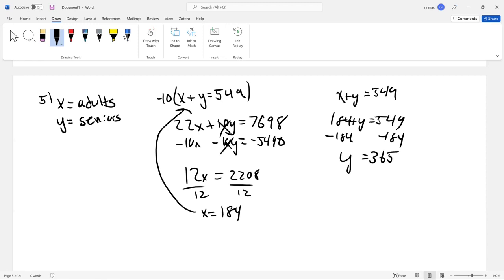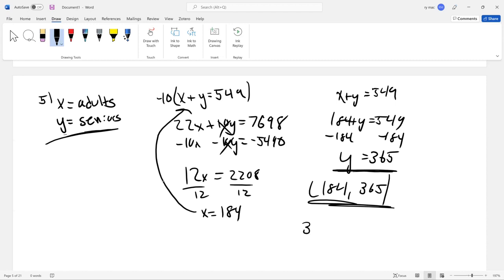So this is important to make sure what is the question asking you for. Don't just right away put, oh, well, I have my x and y, it's 184, 365. That is not the answer. They're looking for how many senior tickets or how many senior citizens paid, how many senior citizen tickets were sold. So since we said y is equal to our seniors, we are only looking for the y as our answer. And usually these should be put as like a word answer. So 365 seniors paid.